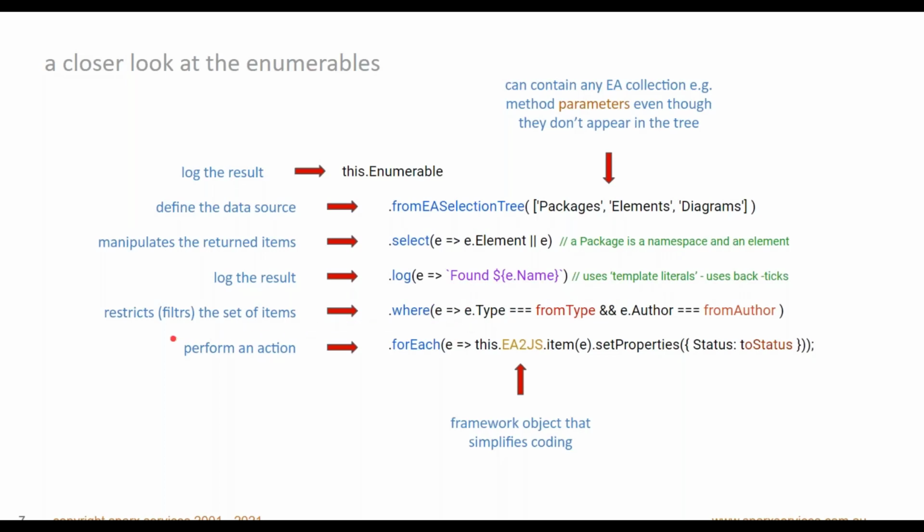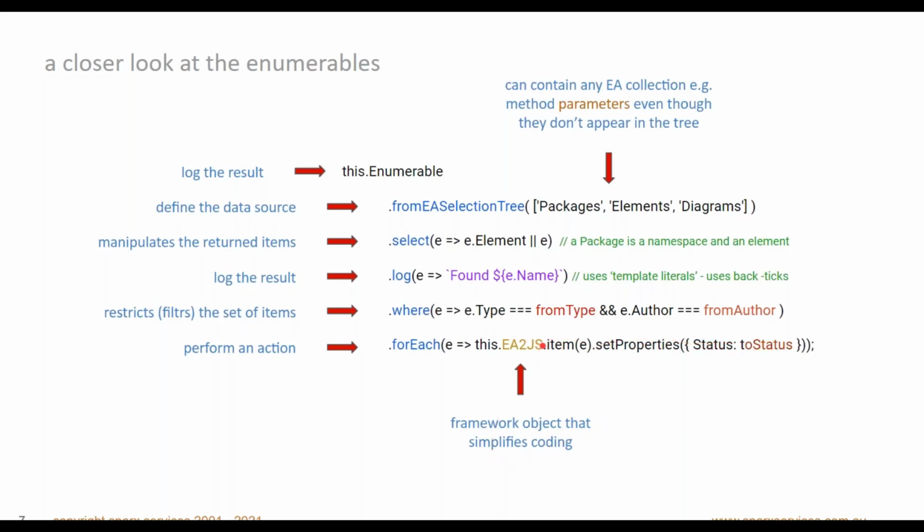We then restrict or filter the set of items where the type is equal to the from type and the author is equal to the from author. I left the stereotype out of this one just to fit it on the page, but that was there. And then we set the property to status.